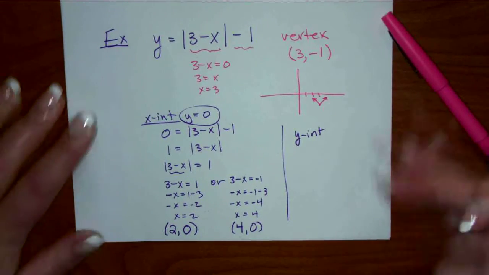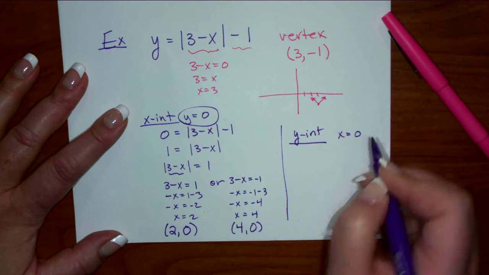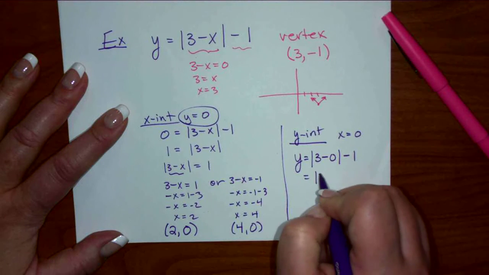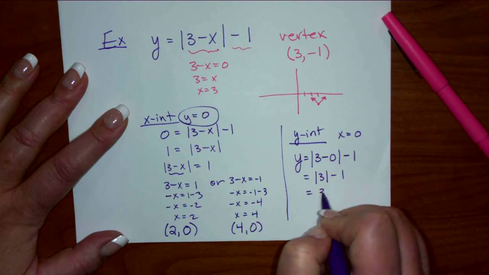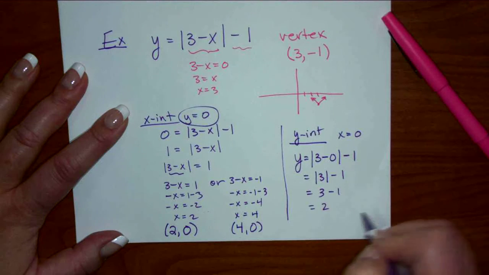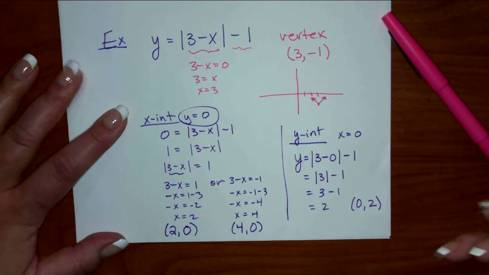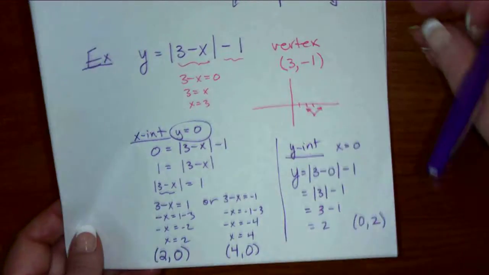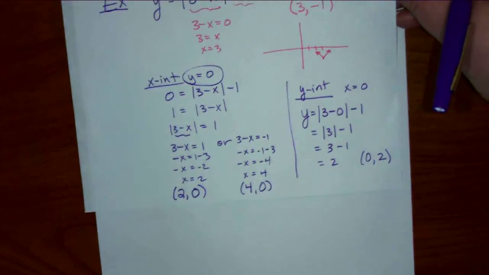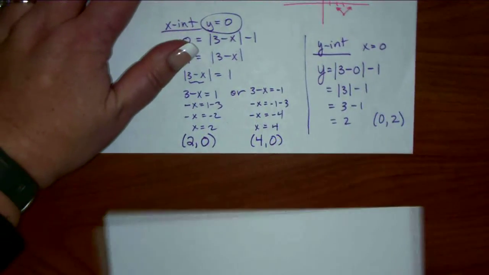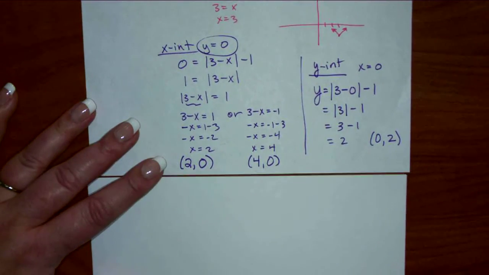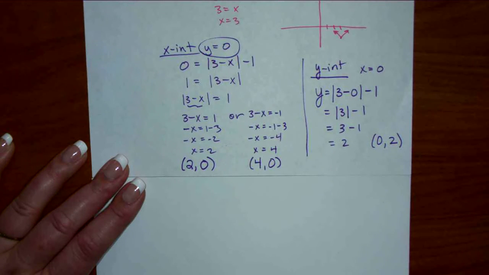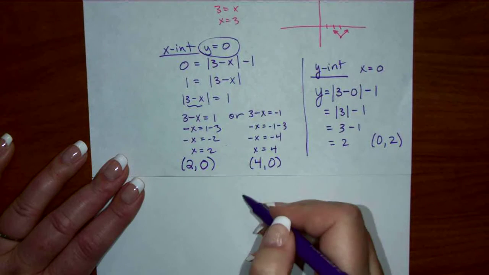Y-intercept. Absolute value of 3 is 3. So 0, 2. Okay, so let's graph it. Always your vertex first, and the first thing you do is you say it's an absolute value, so it's a V, right? You have to know that right off, what the shape's going to be, because we're going to have a lot of different shapes.